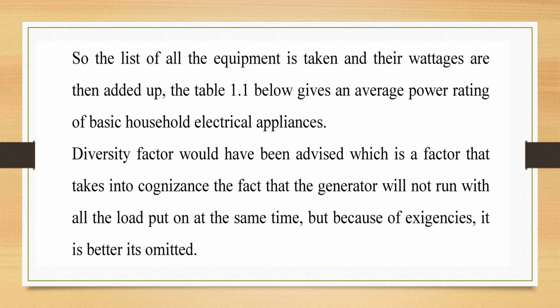In the next slide, you will see a table that gives the power rating of various household equipment. We do not take cognizance of diversity factor. Diversity factor takes cognizance of the fact that you're not going to use all your household equipment simultaneously, so some might be put on, some can be put off. But for the essence of this calculation, we are omitting diversity factor. We are assuming that all appliances in the building will be used simultaneously.